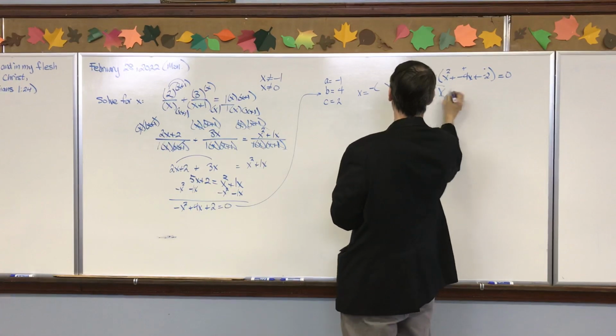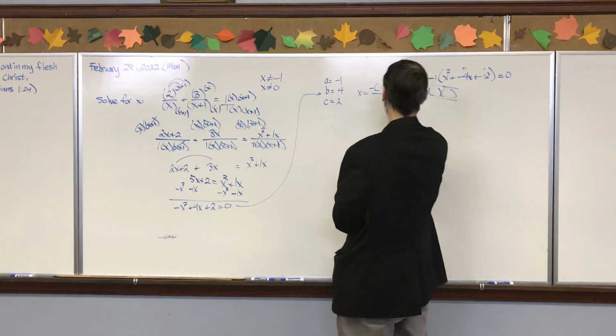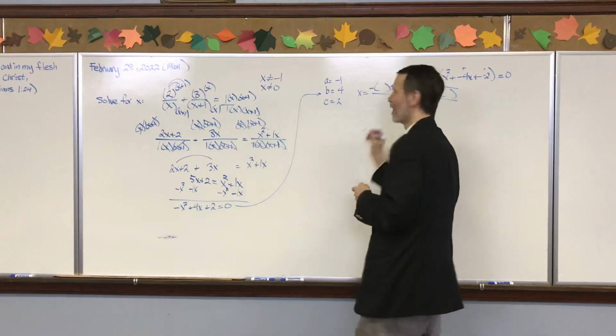There you go. x equals negative b plus or minus the square root of b squared minus 4ac, all divided by 2a.